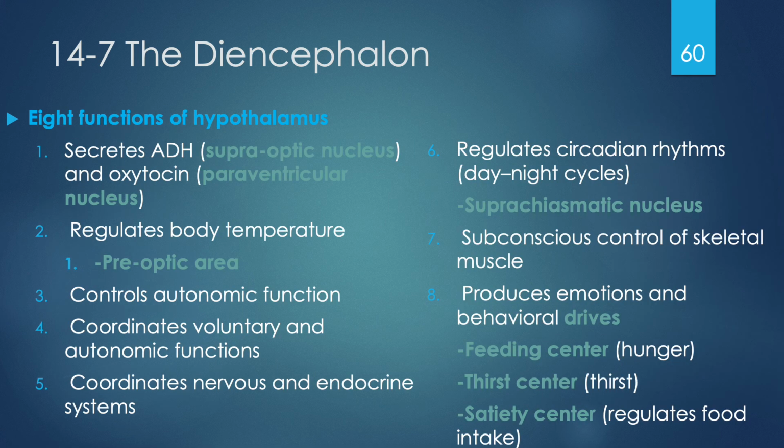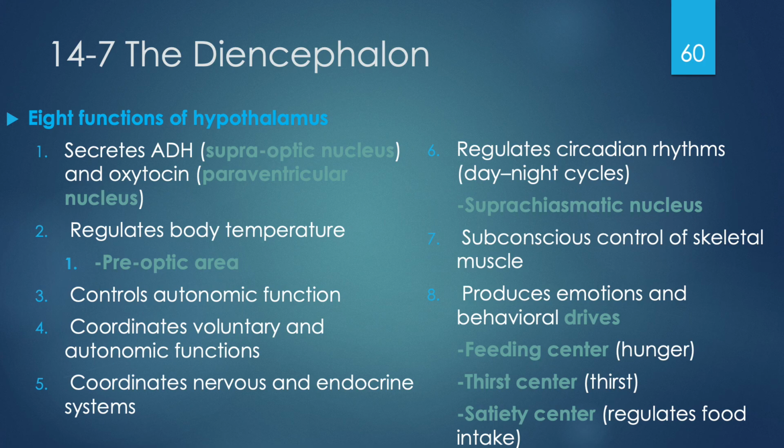There are 8 primary functions of the hypothalamus. So one is to secrete antidiuretic hormone via the supraoptic nucleus and oxytocin via the paraventricular nucleus. So antidiuretic hormone obviously has importance in our urinary system, and oxytocin is important in both lactation and also in delivery of a child. The hypothalamus is also responsible for regulating body temperature via the preoptic area. It controls our autonomic function, coordinates our voluntary and autonomic functions, and coordinates our nervous and endocrine systems. So you can see this is a really important area.